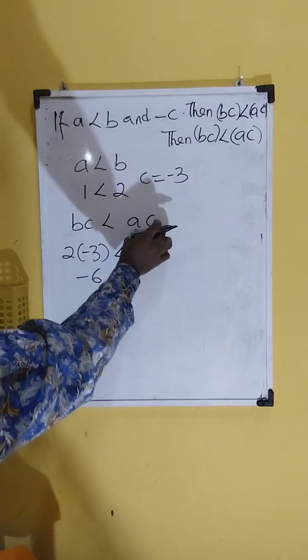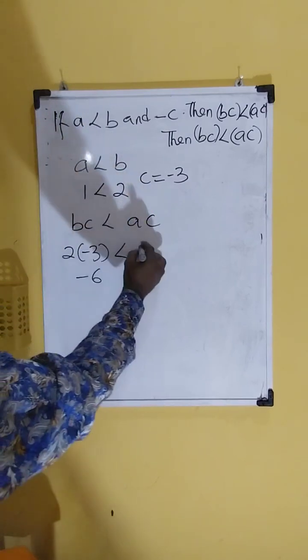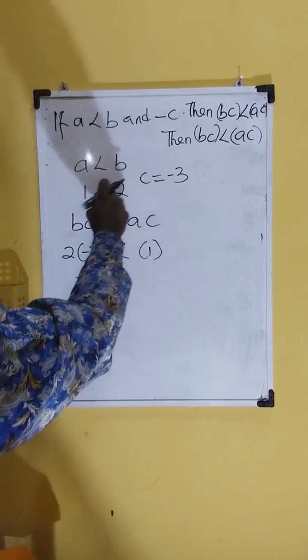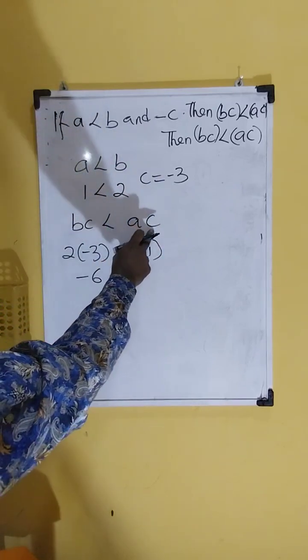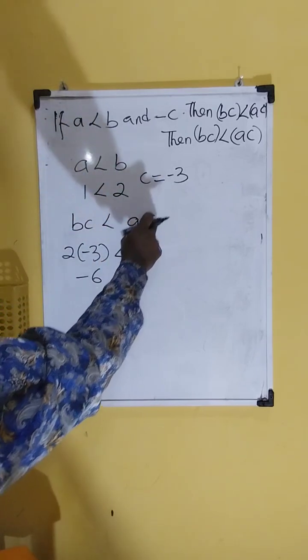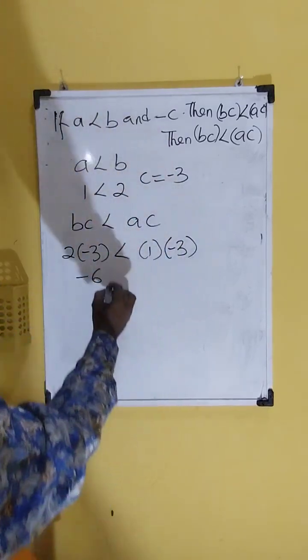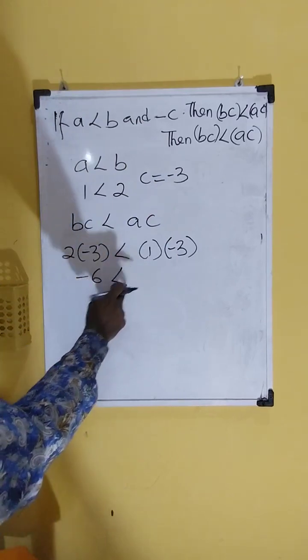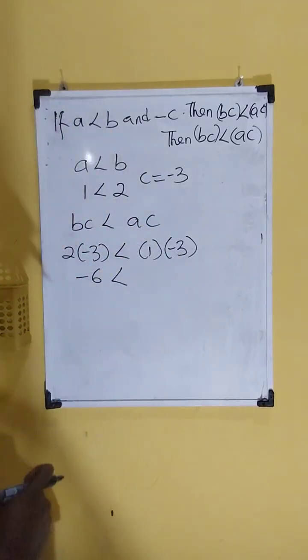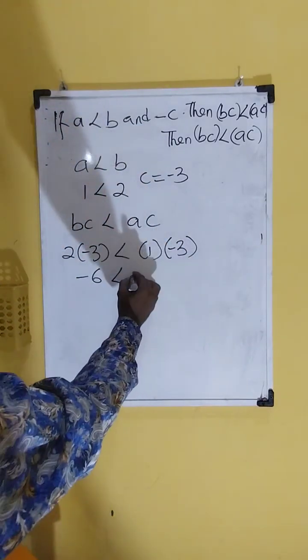Less than AC. A is 1, and C is -3 again. So we bring the less than sign. So 3 times 1 is 3. We still bring down the negative sign.